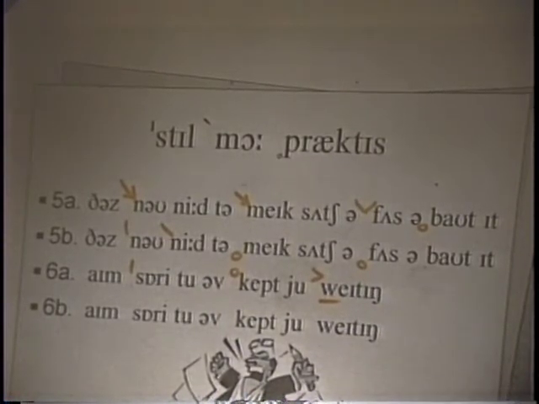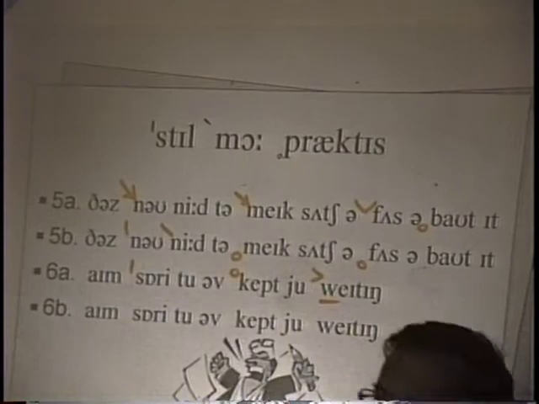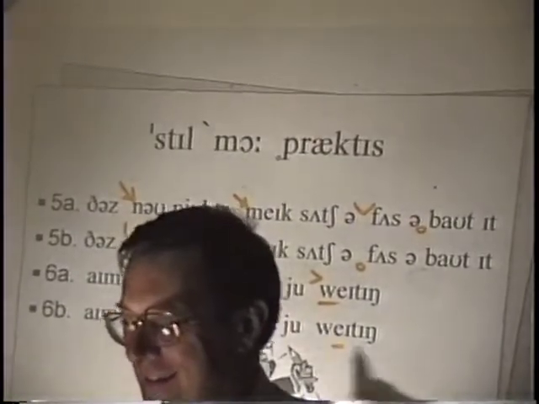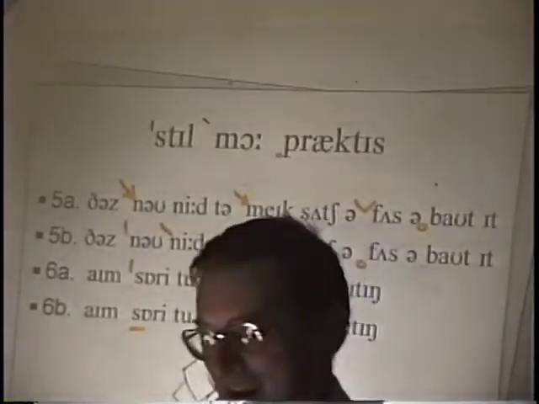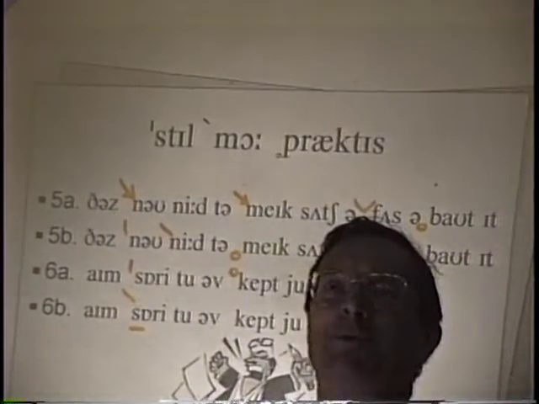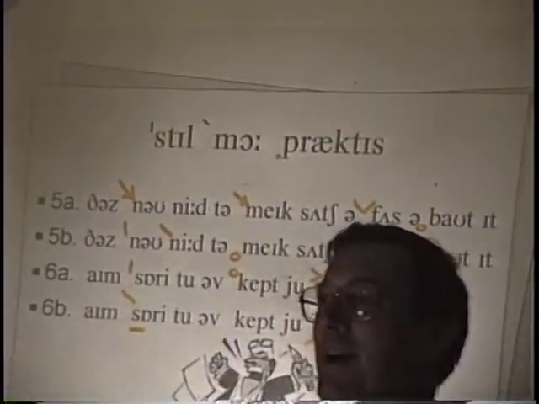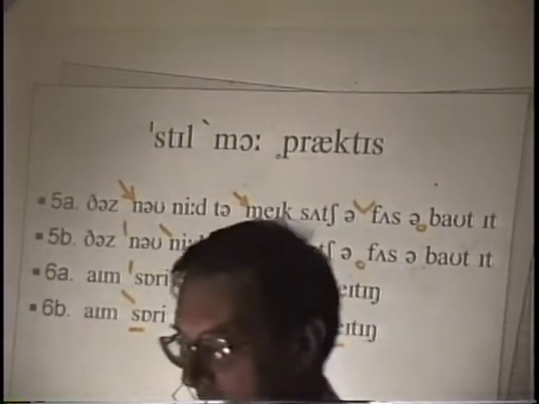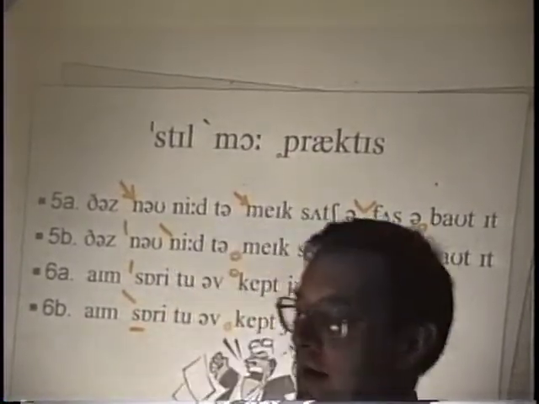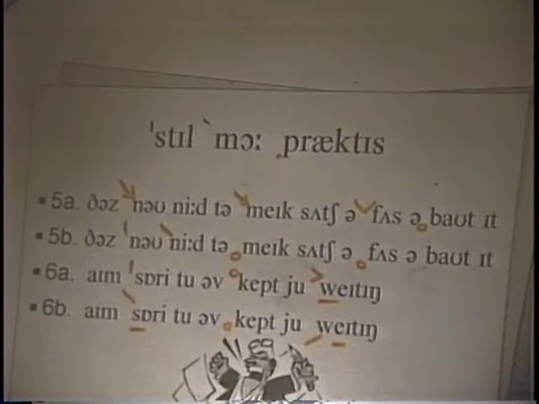Now, where's the nucleus? Sorry. Yes, is that the whole answer? Where's the nucleus? Waiting. Two nuclei. I'm sorry. That's a high fall. Kept you waiting. That's a low rise. Here we have that classic pattern. Fall plus rise, high fall plus low rise. That gives us our compound high dive pattern.